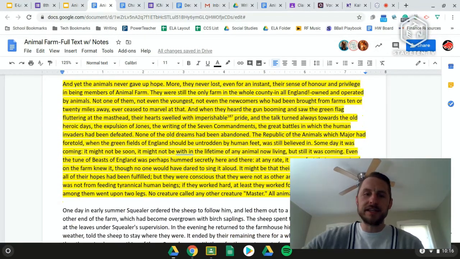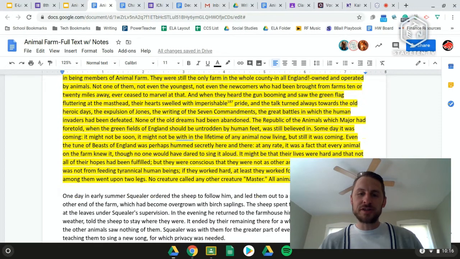Then there's this section here where it talks about how life has been getting harder, but the animals on Animal Farm never give up hope. They always keep in mind how lucky they are to live on Animal Farm, that it's the only farm in all of England that's owned and operated by animals, and they always have this respect for animalism and the commandments and this republic of animals that they live in.